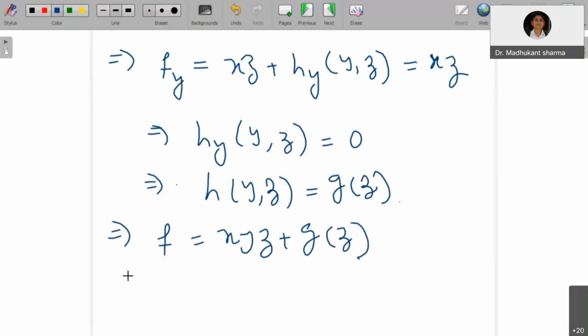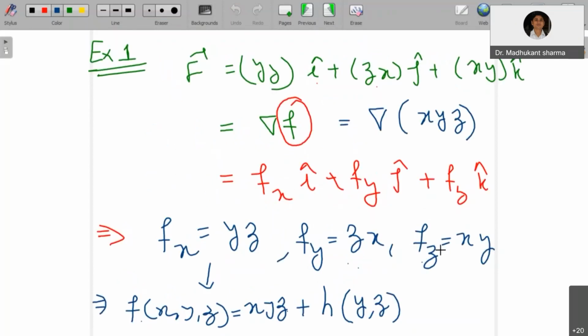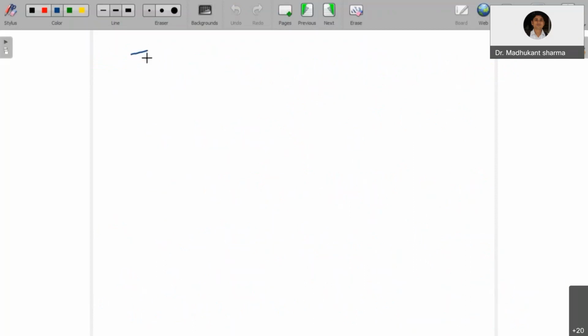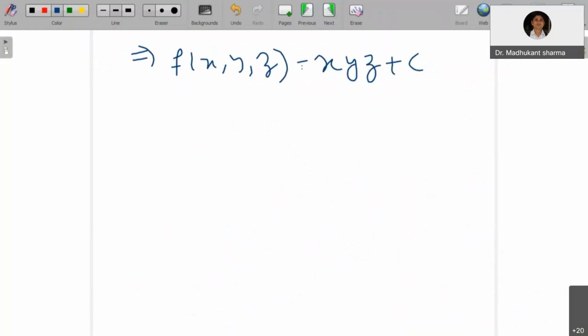z. Now, use the last equation. So differentiate partially with respect to z. That's going to be x into y plus g dash of z. But, you know, from above, fz is equal to xy. So to satisfy this condition, this must be equal to this. So this implies g dash of z is also 0. This implies g of z is constant. So finally, this implies f of x comma y comma z is equal to x into y into z plus some constant.